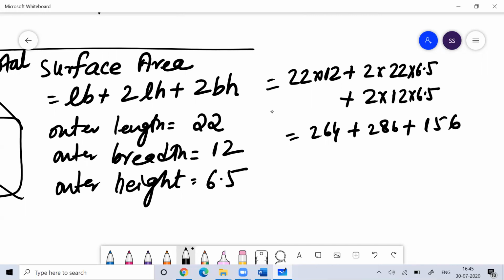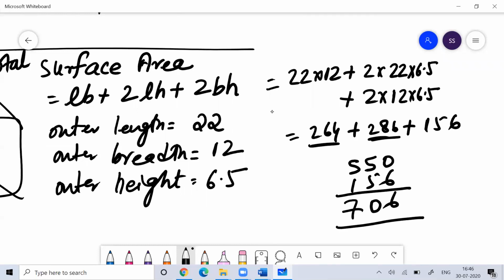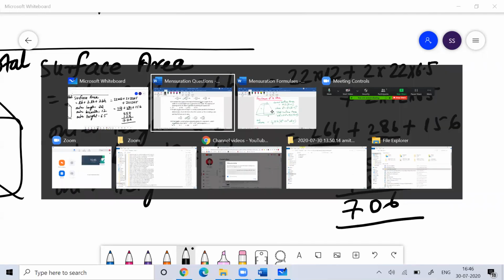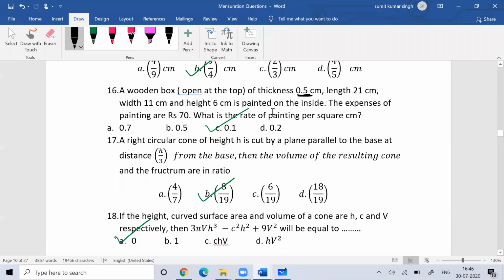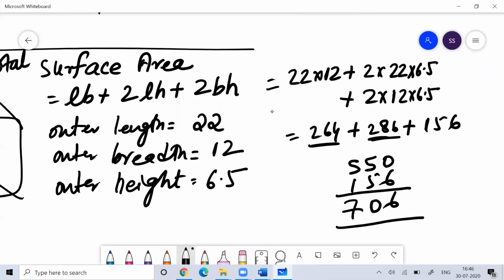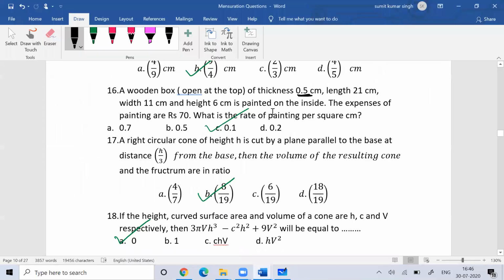So if I add this, 264 plus 286 is 550, and 550 plus 156 is 706. Whatever the unit, centimeter square. So the total surface area would be 706 centimeter square.